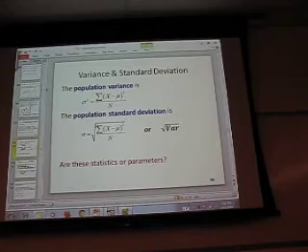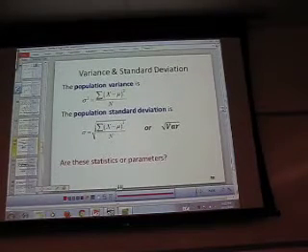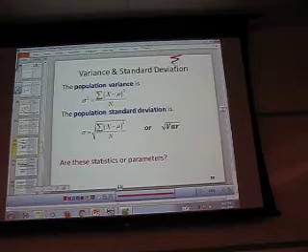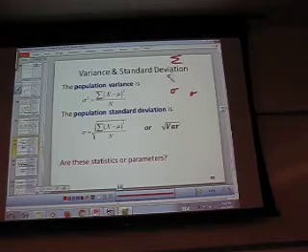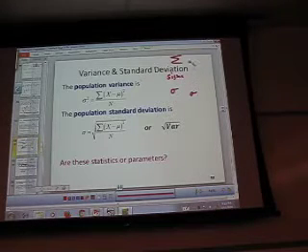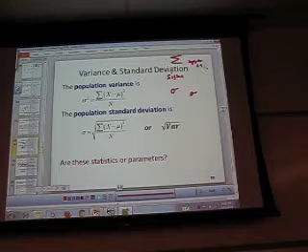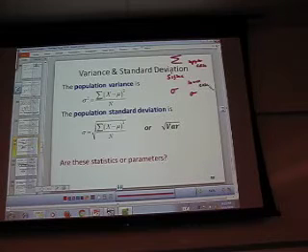Here are the formulas for it. The population variance is called sigma squared. It's the lowercase sigma, a circle with a little tail. This guy is the uppercase sigma. This is the lowercase. Just like an A and an a are different, uppercase and lowercase. Same sort of idea.